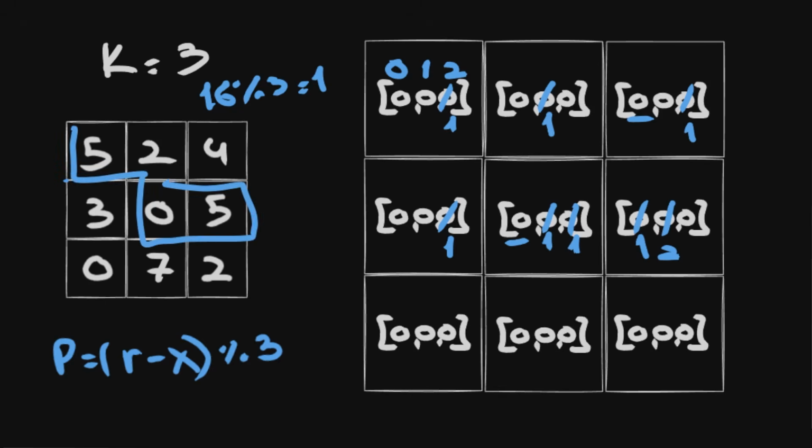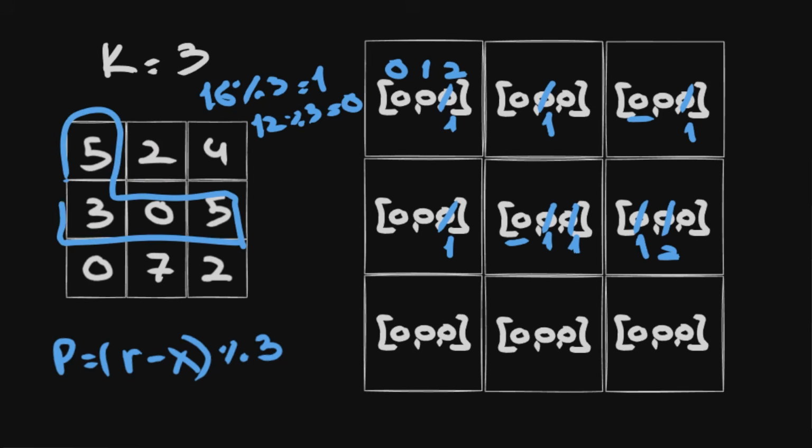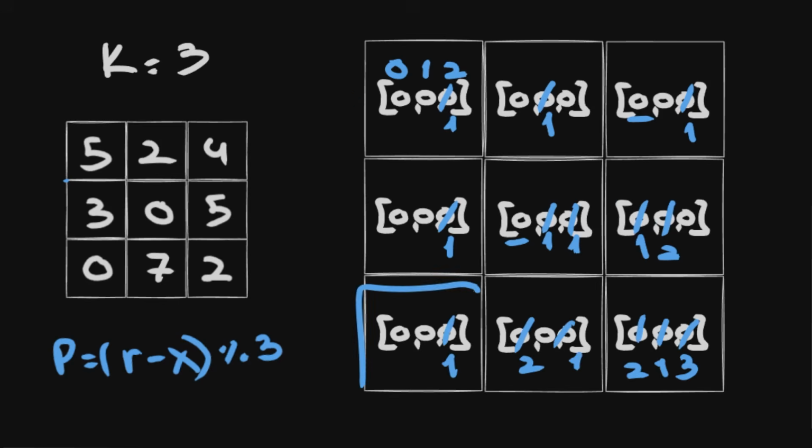If we take this path instead, the sum is 12, and 12 modulo 3 is 0. And if we take this path, we get a sum of 13, and 13 modulo 3 is 1. So we have 2 1s and 1 0, okay? Next we are here, we take the accumulated information from this cell and we get this array. Next here we take the accumulated information from these two cells and get this array. Finally here we take the information from these two cells and get this final array.